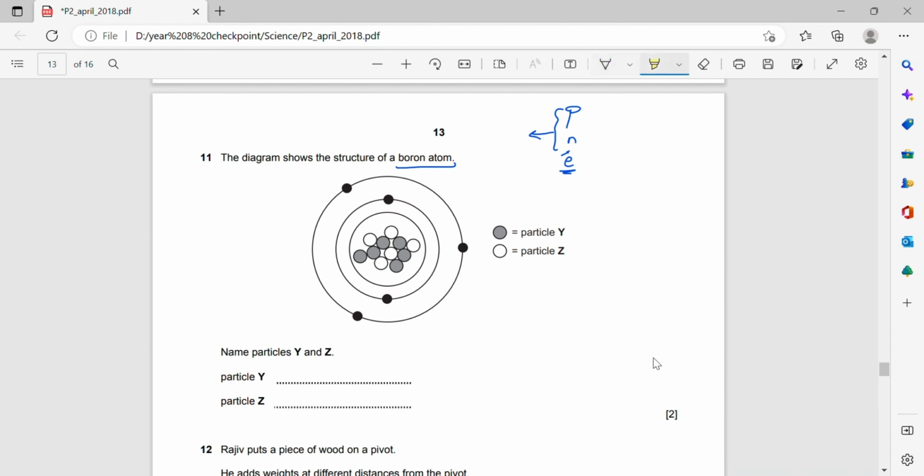How many electrons do we have here? 1, 2, 3, 4, 5. The number of electrons is equal to 5. So the number of protons, we know that the number of protons equals the number of electrons, so 5. So which one here has 5? 1, 2, 3, 4, 5. So these particles Z are the protons, while particle Y are the neutrons.